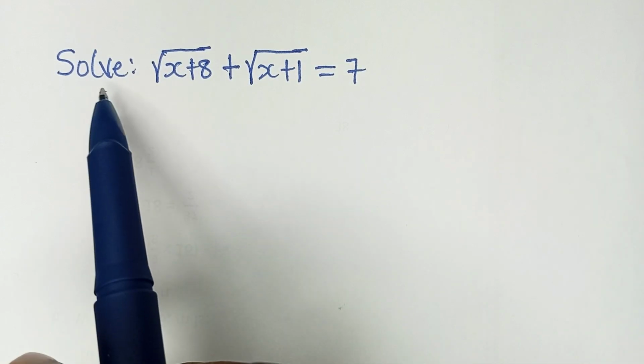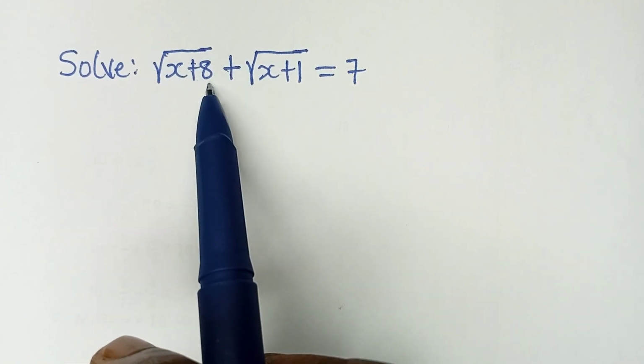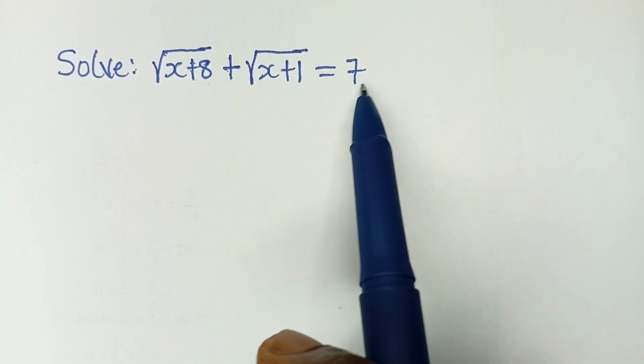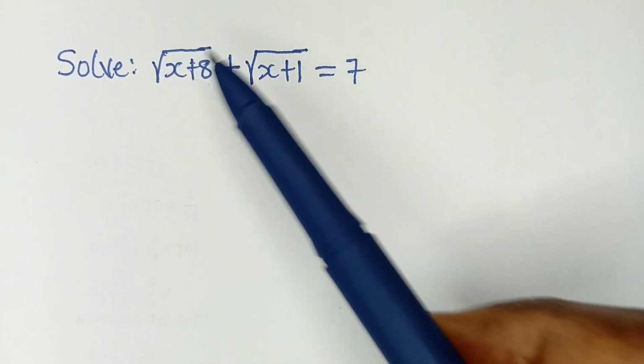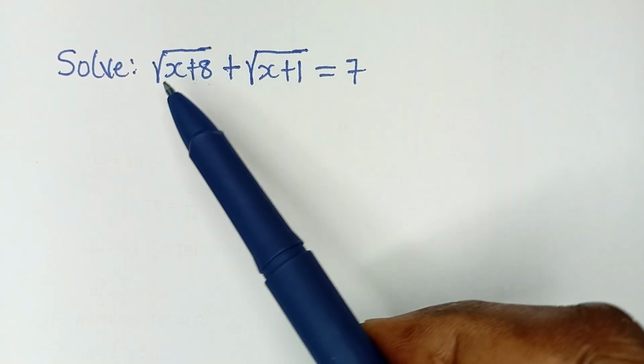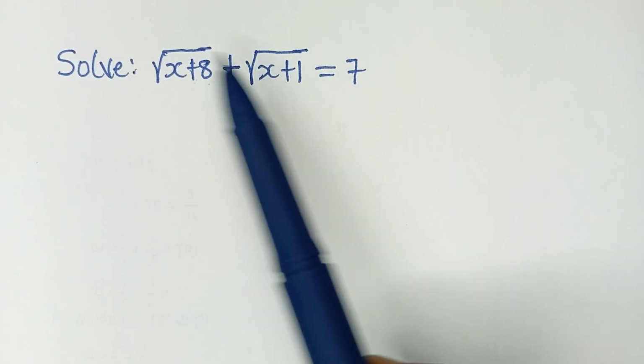The question I have here says solve the square root of x plus 8 plus the square root of x plus 1 is equal to 7. So this is a radical equation because of the root sign. Because of this root sign, we need to solve this by removing the root sign.